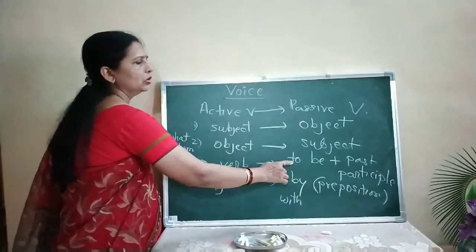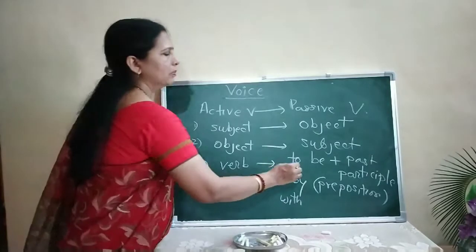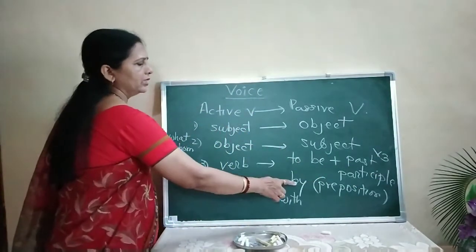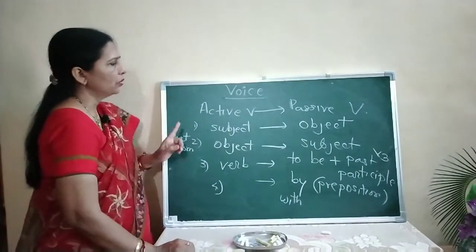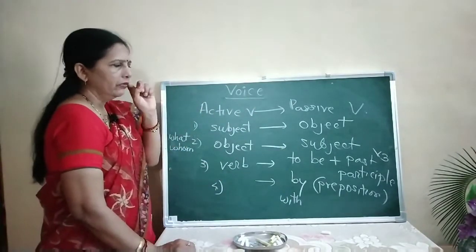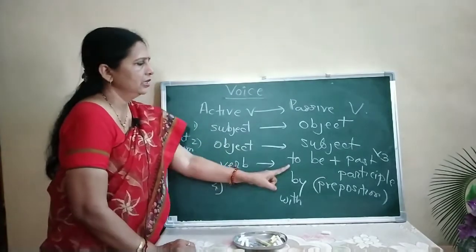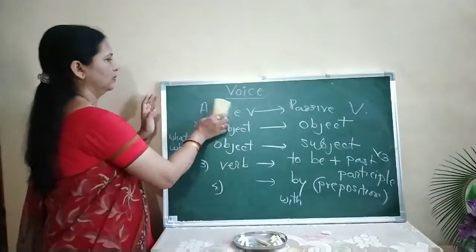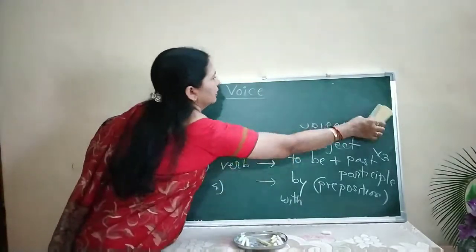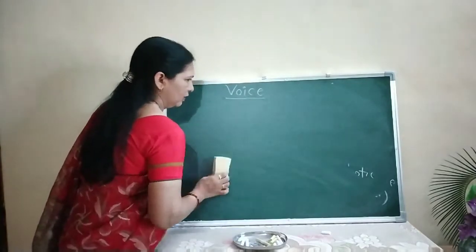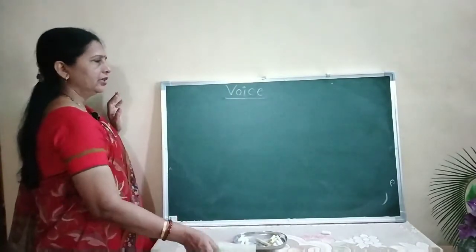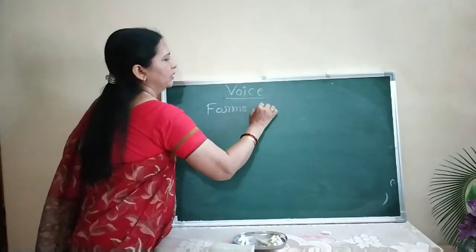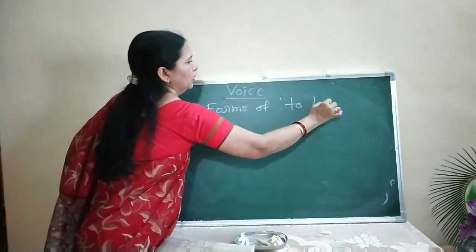Verb changes to be plus past participle. Past participle means V3. So to be plus V3 and the preposition by. So in this, a very important aspect is the forms of to be. So let us study these forms for a minute, because in grammar at many places these forms of to be play a very important role.